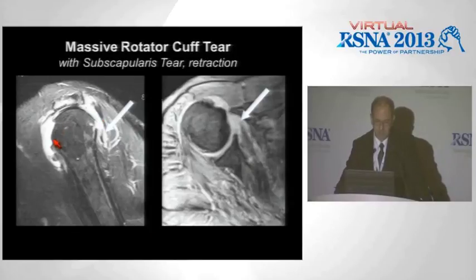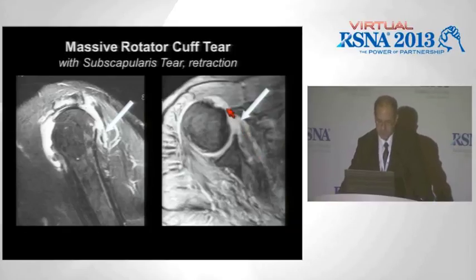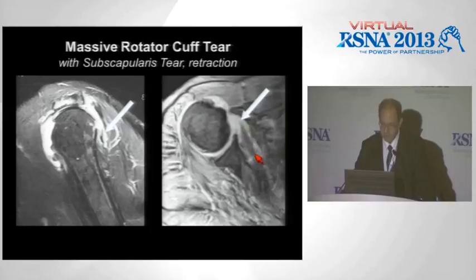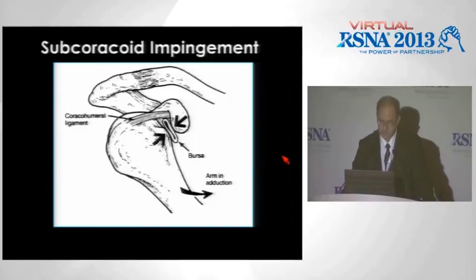Now here's a massive rotator cuff tear. In this case, not only is the supraspinatus and infraspinatus involved, but also the subscapularis. So it's very important not to forget the subscapularis, to look there on all your axials.